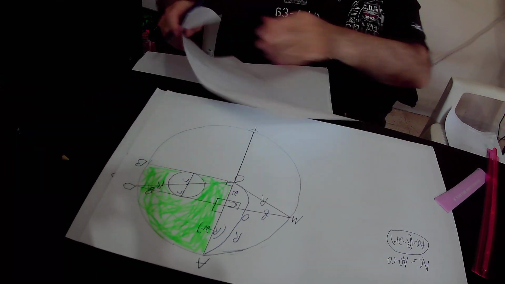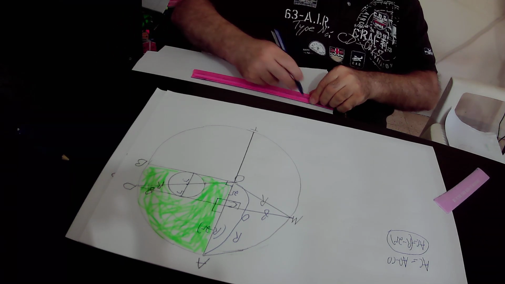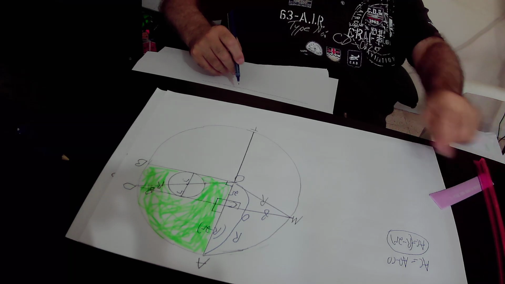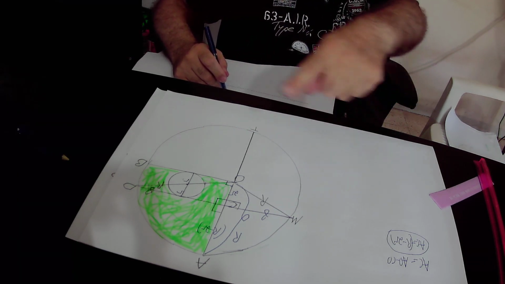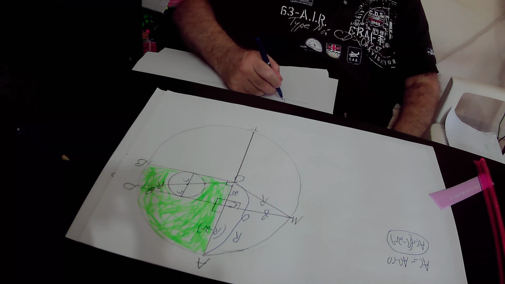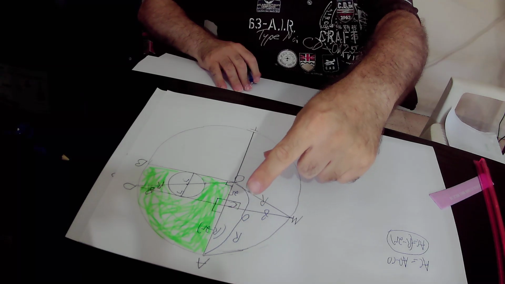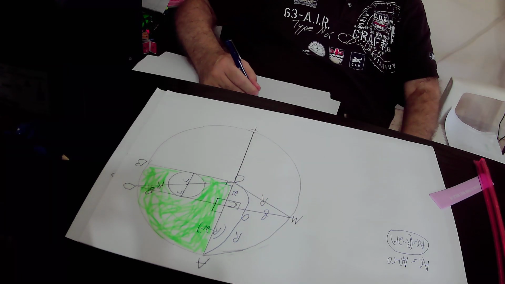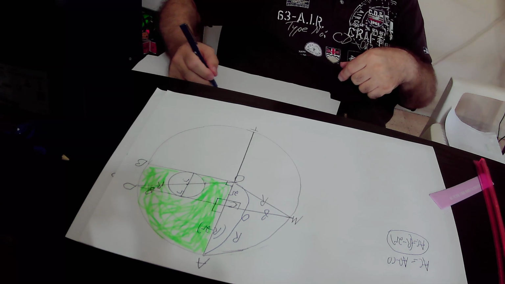What is the value of MC? MC is 8 and CD is also 8. Therefore, MC times CD is 8 times 8, that is 64. That is equal to AC. AC equals capital R minus 2R, times CT.